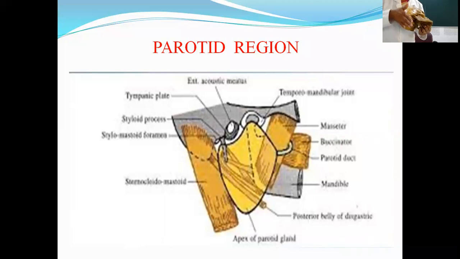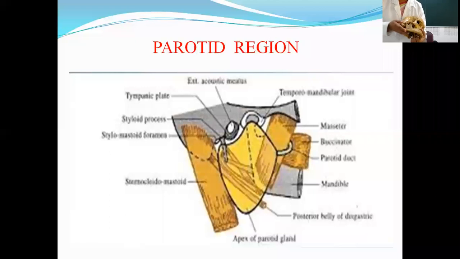Then posteriorly, the parotid region is limited by the mastoid process. Here you see, this is the mastoid process. This is the mastoid bone, and the conical projection from the mastoid bone is known as the mastoid process. This mastoid process gives attachment to the sternocleidomastoid muscle. So in the picture you can identify the mastoid process, and on the external surface you can see the insertion of the muscle. What is this? Sternomastoid muscle. So posteriorly, the boundary is the mastoid process and sternocleidomastoid.